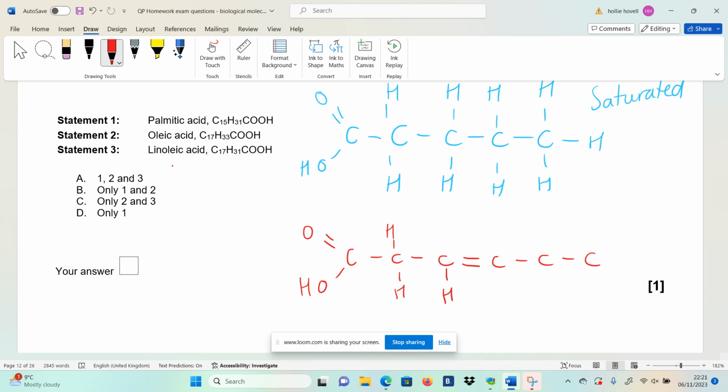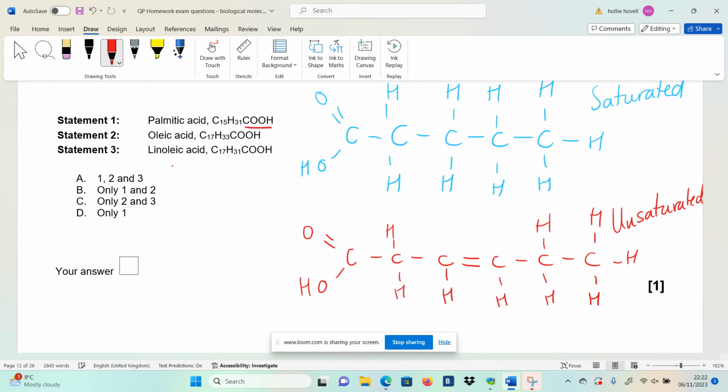This carbon's got 1, 2, 3. Just needs 1 more. Again, there's space for one here, but it can't hold it because it's already got 4 bonds. This carbon, 1, 2, 3, 4. Add the hydrogens. This one, 1, 2, 3, 4. So this one is what we call unsaturated, because we've got some space where we could add more hydrogen, but we can't because we've got this double bond here. So what you've got to do is try and work out the numbers.